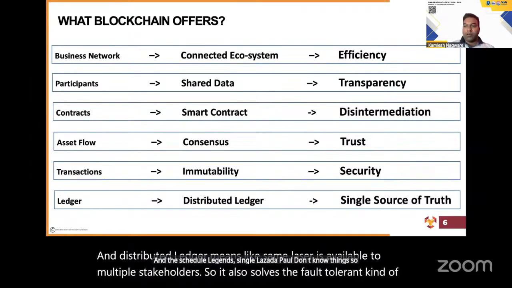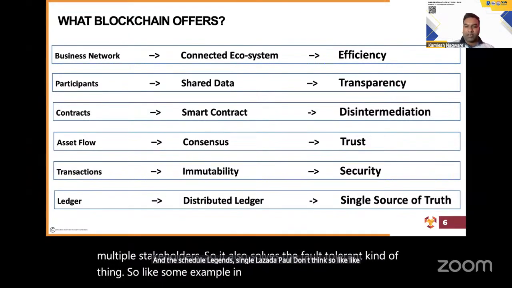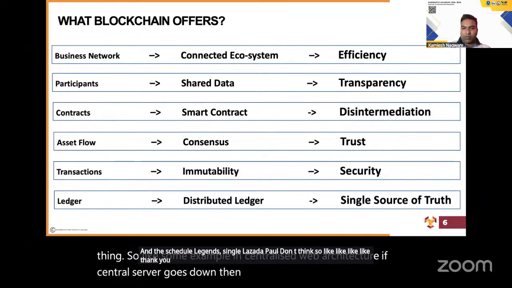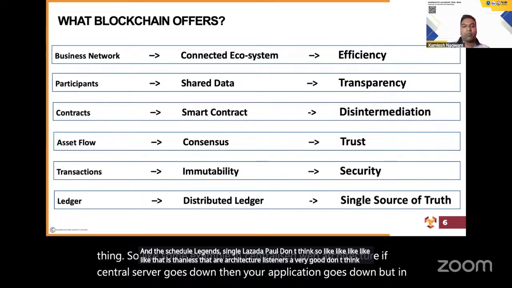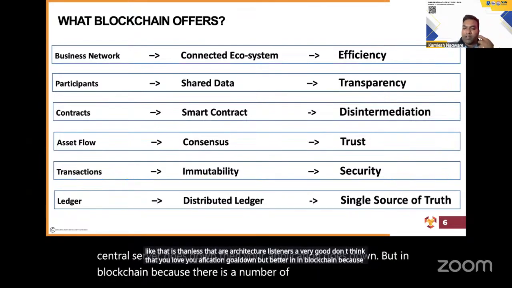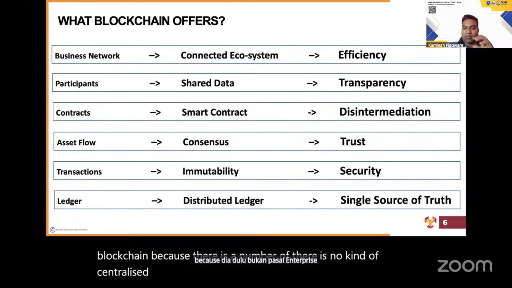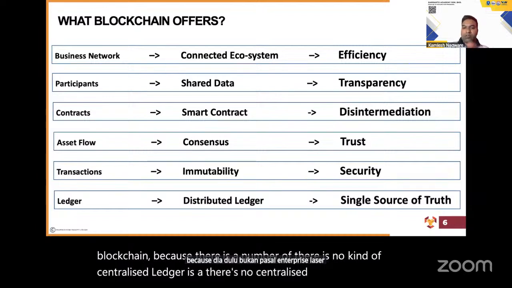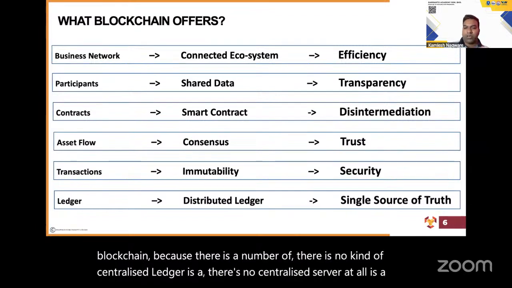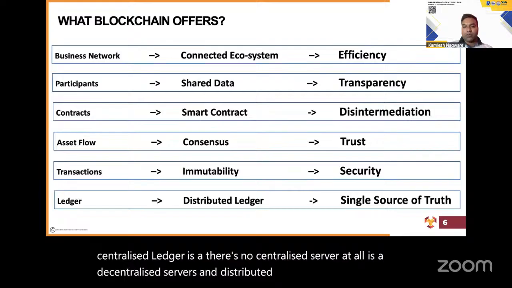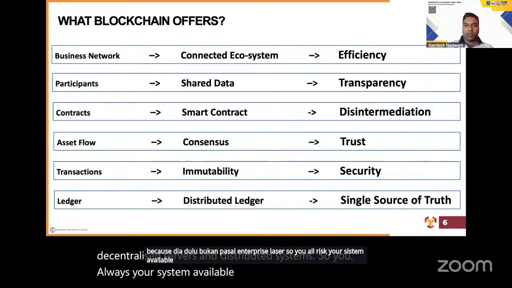For example, in a centralized web architecture, if the central server goes down, then your application goes down. But in blockchain, there is no centralized ledger and no centralized server at all. It is decentralized servers and distributed systems, so your system is always available.